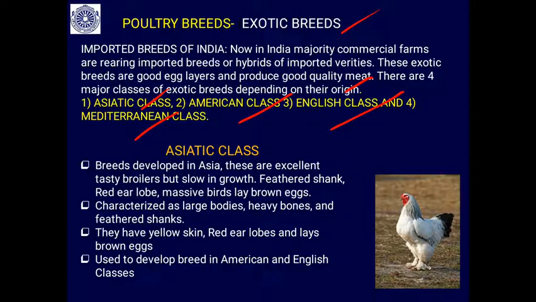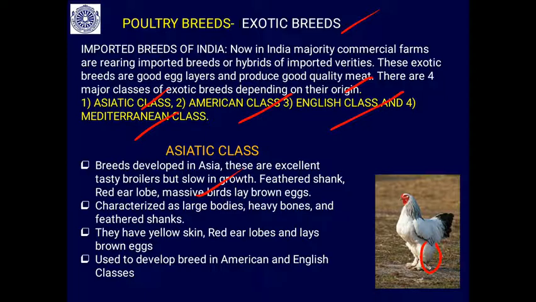Asiatic class are mainly broiler birds. They are reared for meat purpose. These breeds from Asia are excellent, tasty broilers but slow in growth. They have a feathered shank, the shank region is covered with feathers. They have a red earlobe. These are massive, very big birds. They lay brown colored eggs.